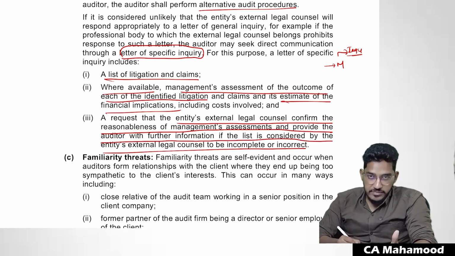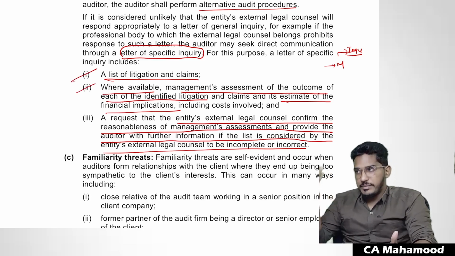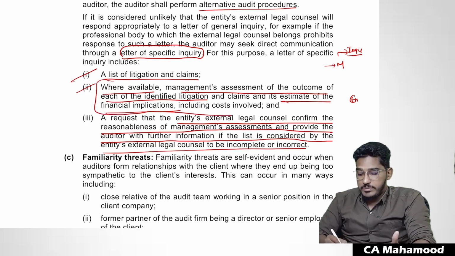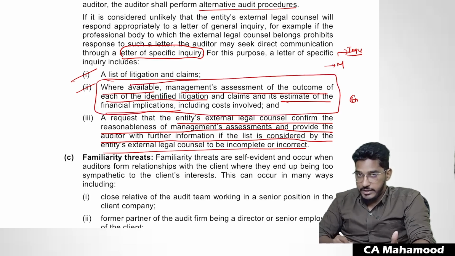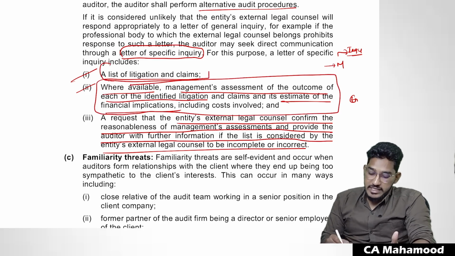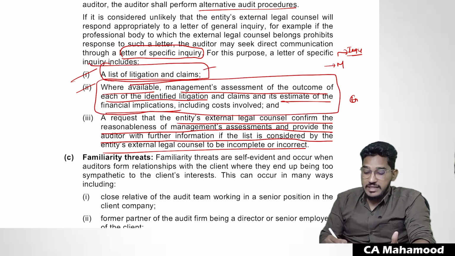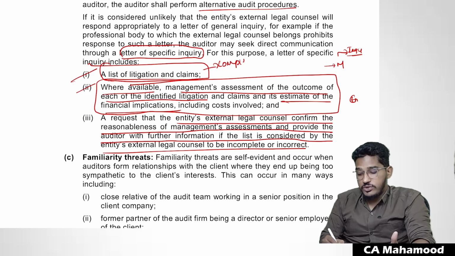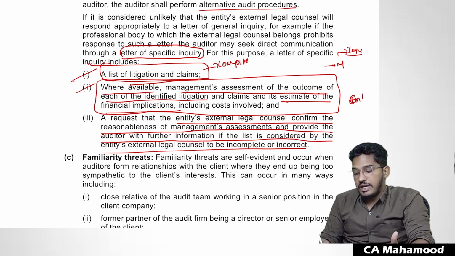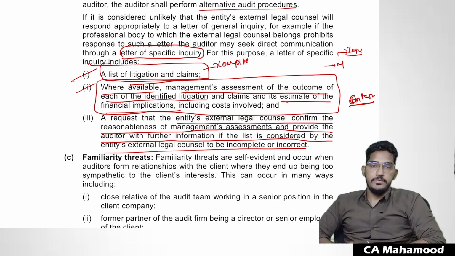So in my specific inquiry letter, I will include a list of litigations and whatever management is estimating. And I will request the entity's external legal counsel to comment on whatever estimate management has made regarding litigations. Is it appropriate? And whatever list management has given me regarding litigations and claims, is that complete, or something management has tried to hide from me? So this information, I will ask the entity's external legal counsel to respond back to me.